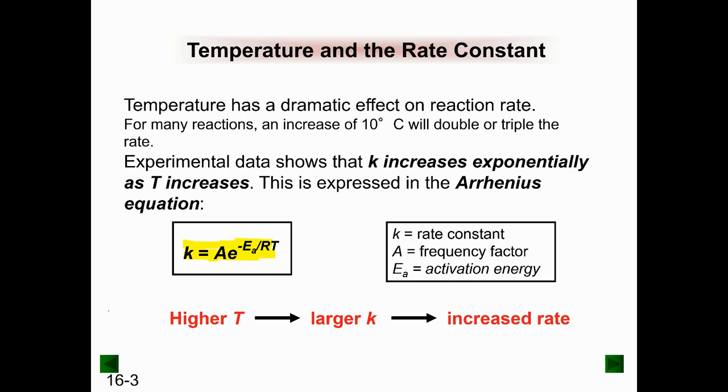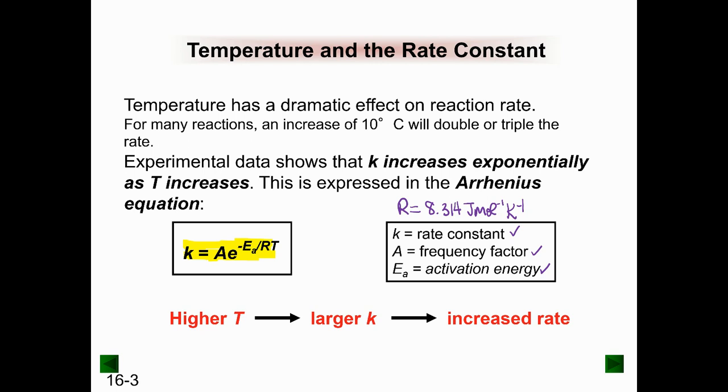K is, again, our rate constant. A is what's called a frequency factor. That is the frequency at which these molecules are colliding. E of A is activation energy. We'll talk in a lot of depth on that. And then R is the universal gas constant. And it's given as 8.314 joules per mole per Kelvin.